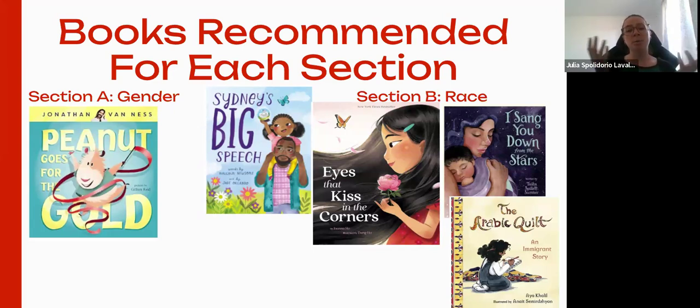Another couple of books that I thought would be really good to add to my classroom are in the section of race. Like I said, I have very little representation of African Americans, Asians, Indigenous, and Arabic people, so I found these books. I actually have this book, I Sang You Down from the Stars, and it's a beautiful book. I was very, very surprised to see that it was from an Indigenous writer.